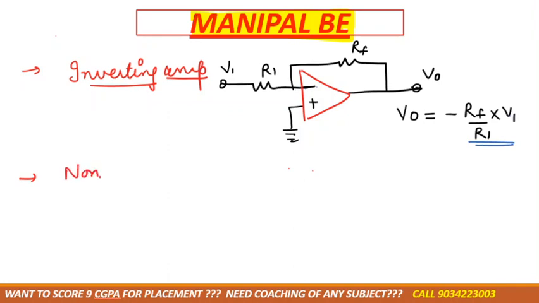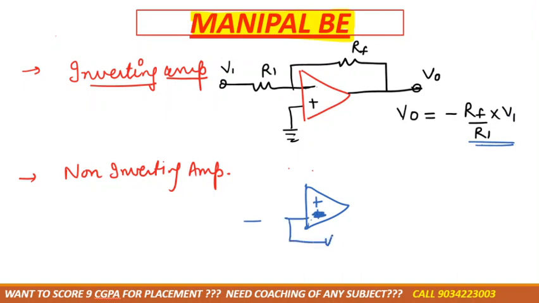Next one is the non-inverting amplifier. In the non-inverting amplifier, draw the op-amp. Now in this case, the voltage is connected to the positive terminal, right? Let's take it like this. And feedback is always connected to the negative terminal only, always. RF, this is resistance R1, and the voltage we are providing is at the positive terminal. Got it? So this is V0.